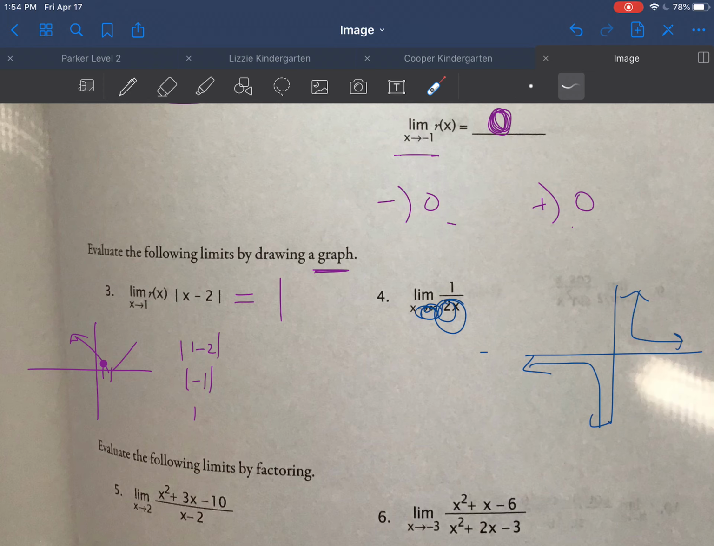It will never actually touch 0, but like we talked about before with that open dot, it's going to become so ridiculously close to 0 that we basically say good enough. So the limit of, as x approaches infinity, of 1 over 2x is going to equal 0. Because as we head towards infinity, my graph gets closer and closer and closer to 0.